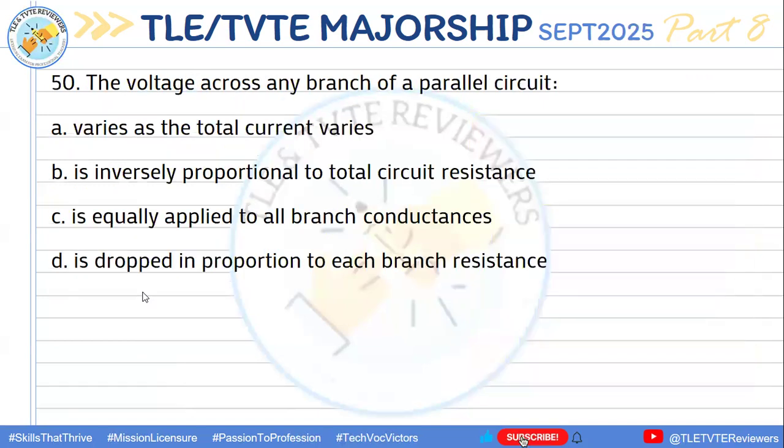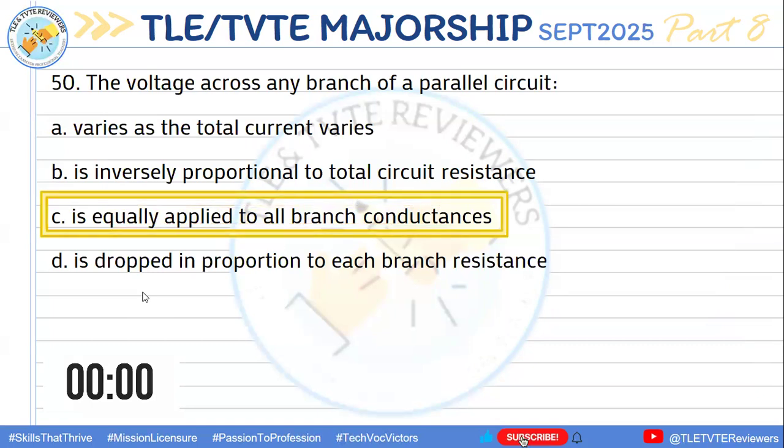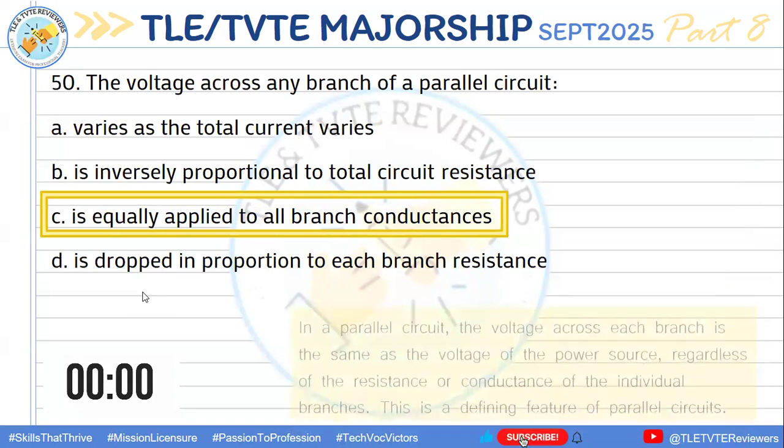And last, number 50, the voltage across any branch of a parallel circuit: A, varies as the total current varies. B, is inversely proportional to total circuit resistance. C, is equally applied to all branch conductances. Or letter D, is dropped in proportion to each branch resistance. Answer letter C, is equally applied to all branch conductances.